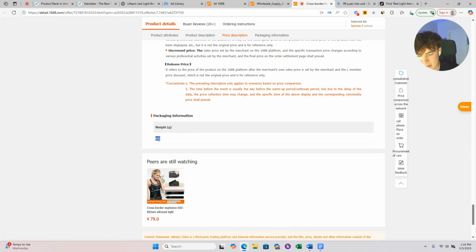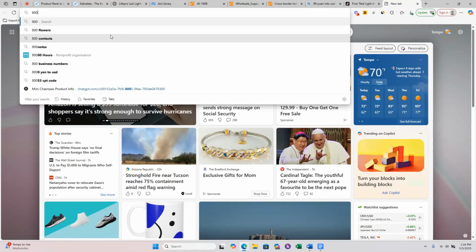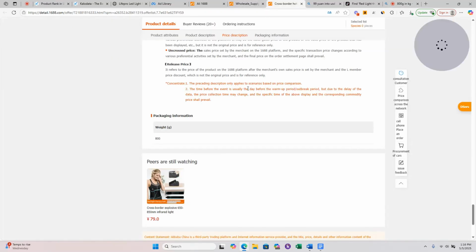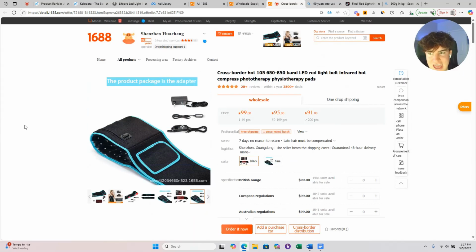If you don't know what 800 grams is in kilograms, you can come over again to search and do 800 grams in kg. So 0.8. All right, so this one's 0.8, so obviously it fits. Anything under 3 kg is what we're looking for, because right around 3 kg is $5 shipping, and the more you go, the more expensive it gets. But anything 3 kg and under is normally around $5 shipping. So with this product, we'd be looking at about $18 total COGS. The total cost of goods on this product would be about $18. That's actually pretty good, especially if you're going to sell it for $99. This is a really good product though.